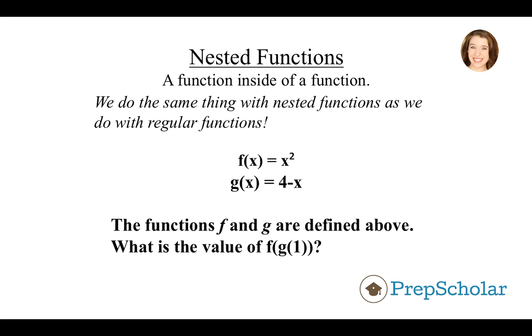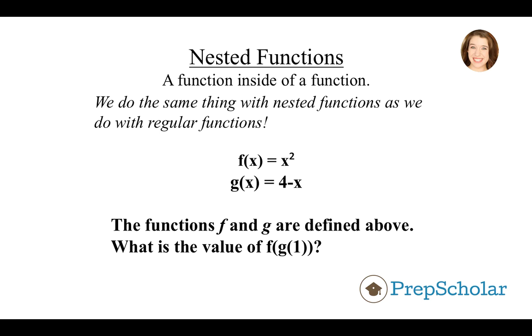Let's take a look. So, we've given two definitions here for the functions f and g. The function f of x is equal to x squared, and g of x is equal to 4 minus x. So we've got those two defined, and now we're asked, what is the value of f of g of 1? So do you see how g of 1 is inside parentheses, and then outside of that is f? So g of 1 is nested inside f of g of 1.